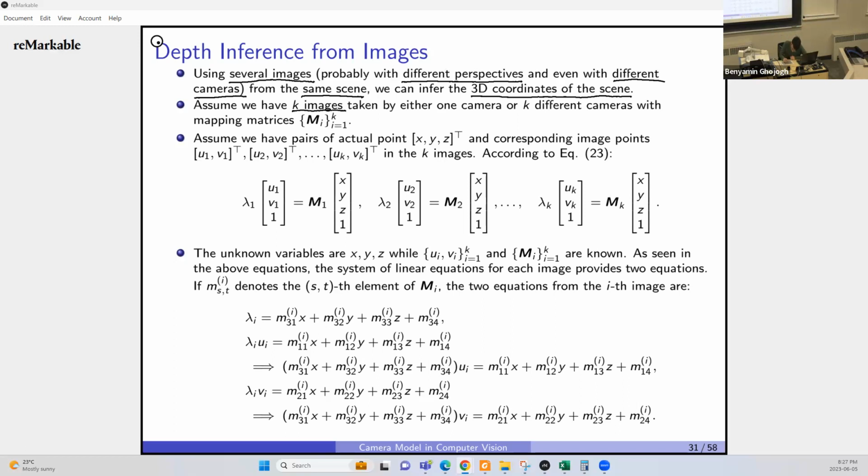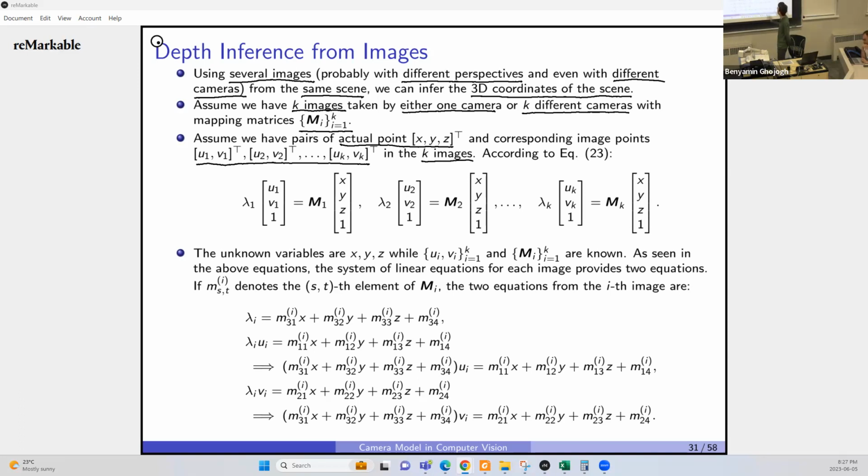Assume we have K images taken by either one camera or K different cameras with mapping matrices M1 to MK. If they are the same camera, M1 to MK are equal. So assume we have a pair of an actual point X, Y, Z and corresponding image points U1, V1, U2, V2, until UK, VK transpose. Why do I have only one actual point? Because I'm facing the same thing. This is one object in several images, so I have U1, V1, U2, V2, until UK, VK in the K images.